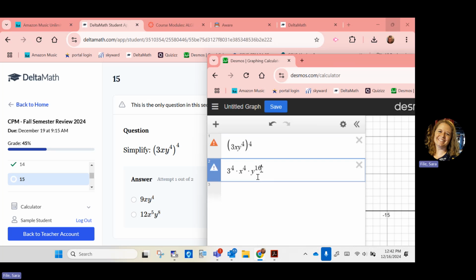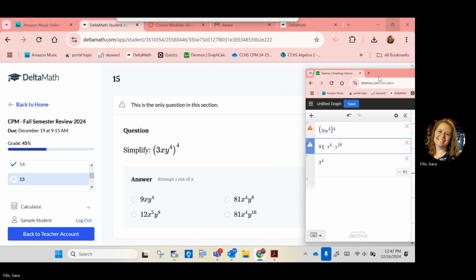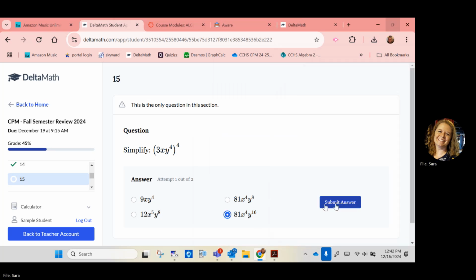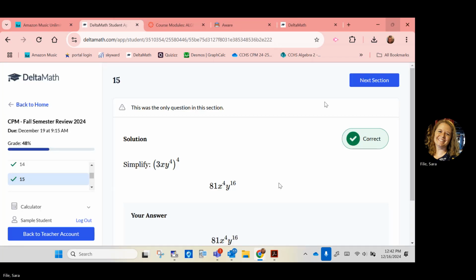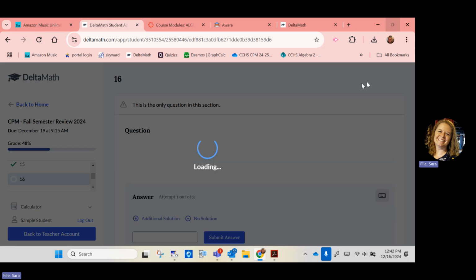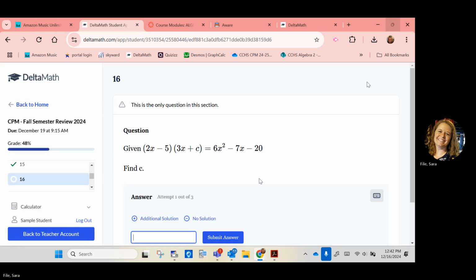So that would change to a 16 there. So this is what we should be looking for. And we can simplify 3 to the 4th is 81. So that's going to be 81 x to the 4th, y to the 16th. Okay, so you've got to remember those exponent rules.